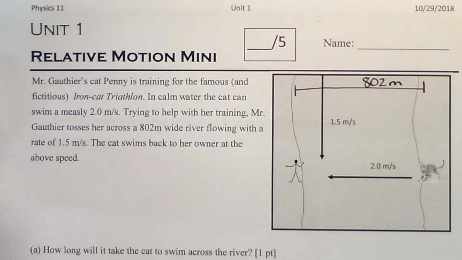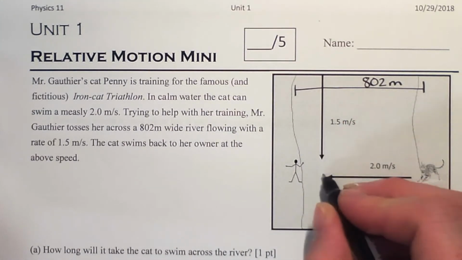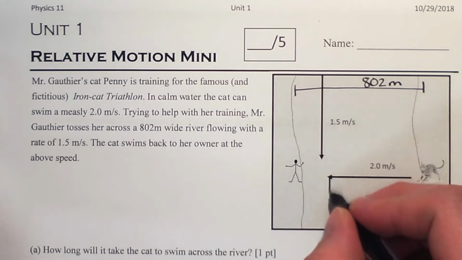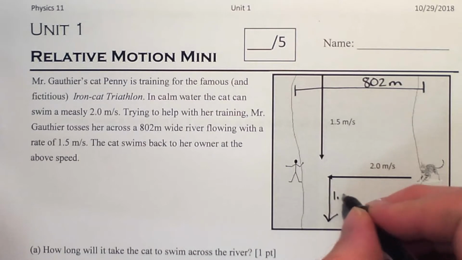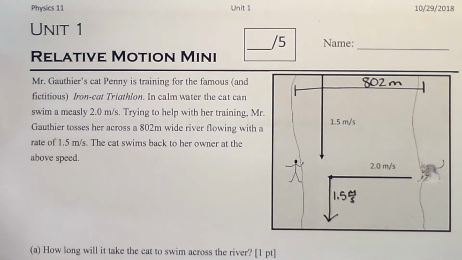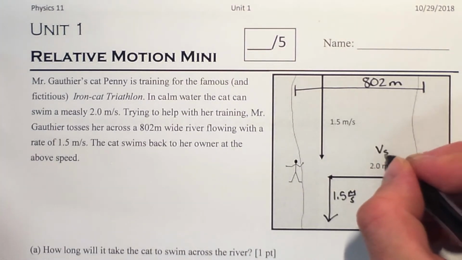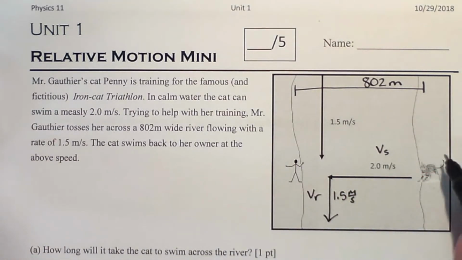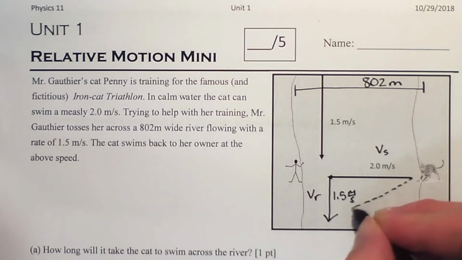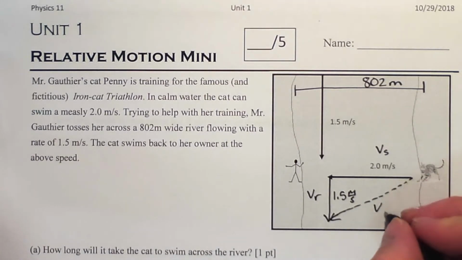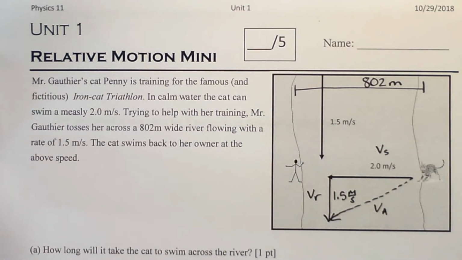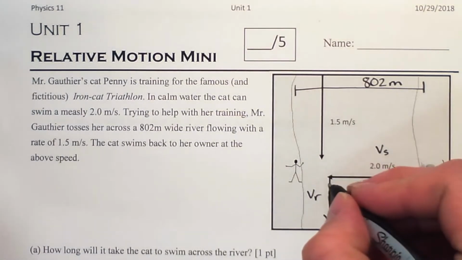So what we need to do is set up resultant vectors or simple vector addition. The way these arrows are set up is not that helpful. The cat is going to be moving from right to left at 2 meters per second, and she's going to be moving down at 1.5 meters per second. So this is the velocity of her swimming, this is the velocity of the river, so Vs and Vr. And the actual velocity, or the resultant velocity, will be the vector sum of both of those.